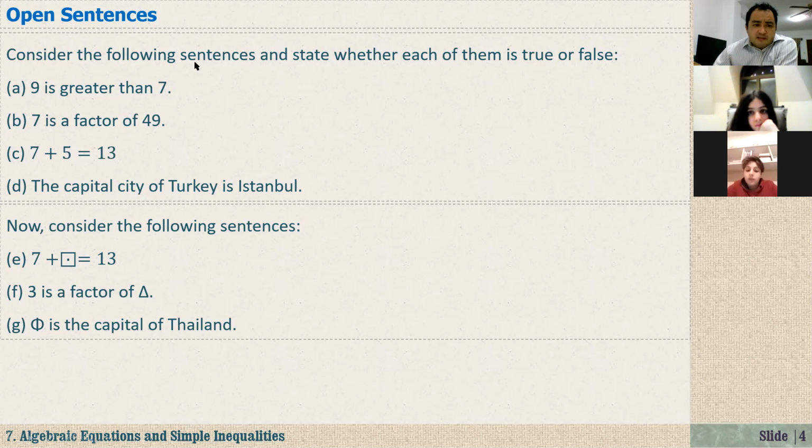Selen, can you read the first sentence? Consider the following sentences and state whether each of them is true or false. 9 is greater than 7, false. Wait, true. 7 is a factor of 49, true. 7 plus 5 is 13, false. And the capital city of Turkey is Istanbul, true.